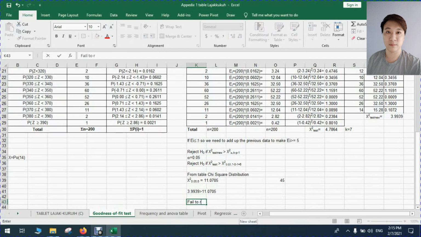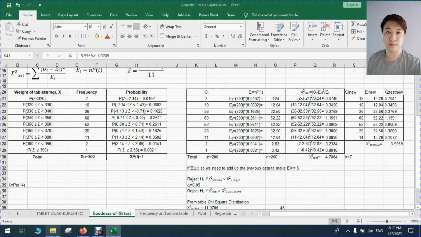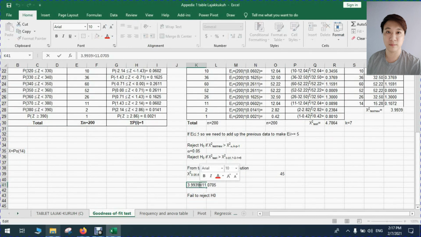The conclusion for me is failed to reject H0, failed to reject H0, as the data does follow the normal distribution as I state here, because the new chi-square test is less than the chi-square alpha, v of the distribution. That's all.